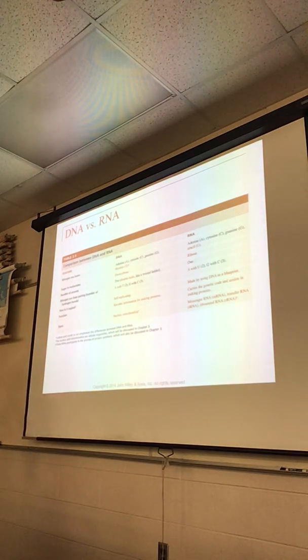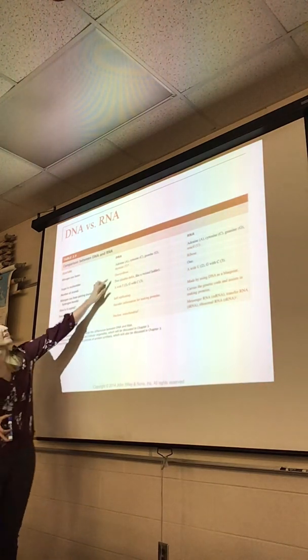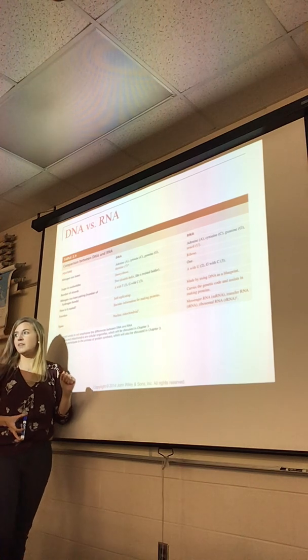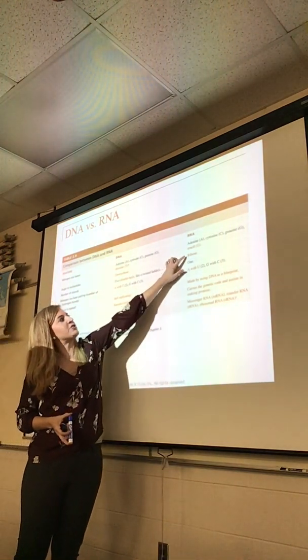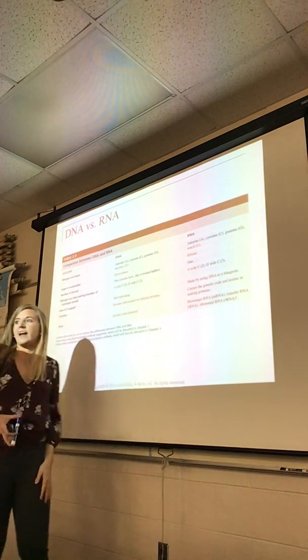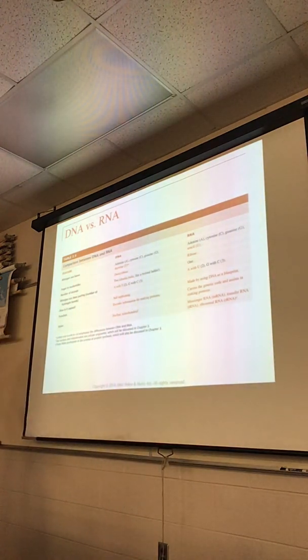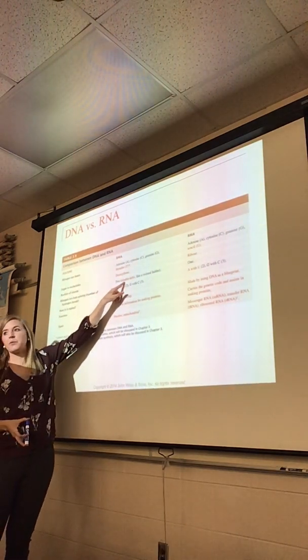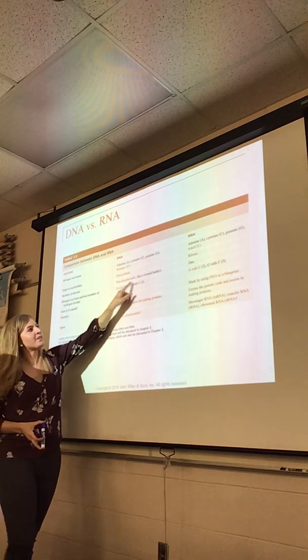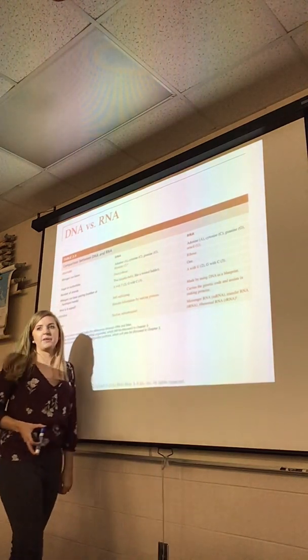When you break down the word DNA, it means deoxyribonucleic acid. So the sugar found in DNA is deoxyribose. The word ribonucleic acid, RNA, is just ribose. So the sugar they have is different. Number of strands, DNA is 2 strands like we saw, looks like a big twisted ladder, whereas RNA is 1 strand.